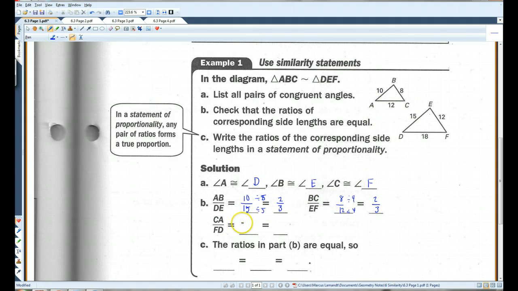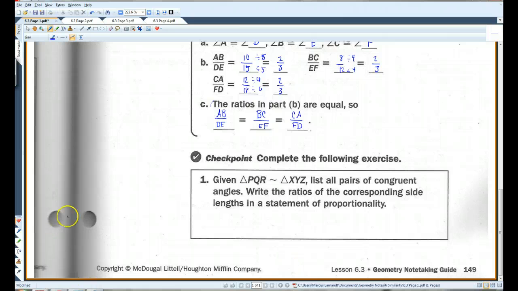CA over FD, 12 over 18. If I divide top and bottom by 6, once again, 2 over 3. So, all three of these have the same ratios. The ratios in part B are equal, so AB over DE equals BC over EF equals CA over FD. If this is the case, you know that the sides are proportional. Alright, I'll let you guys do the checkpoint. Let's go on to page 2.